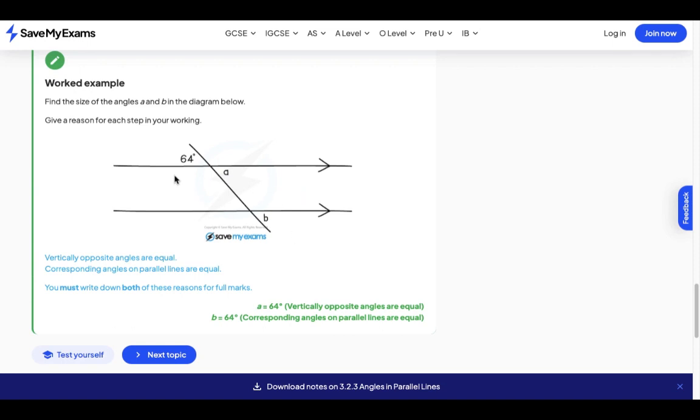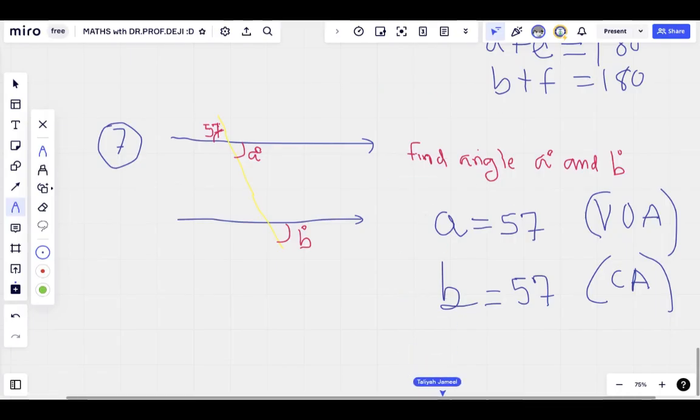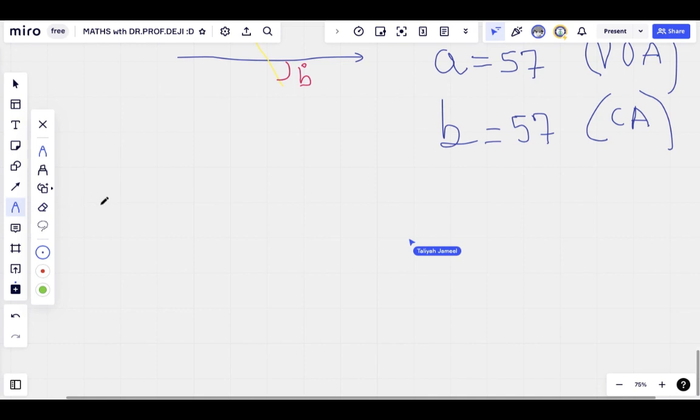Like we have here, 64. Angle A is 64, angle B is 64. Angle A is 64 because they are vertically opposite angles, just similar to the one we solved just now. Angle B is also 64 because they are corresponding angles. So question 8 is the same as question 7, just that the values are different.